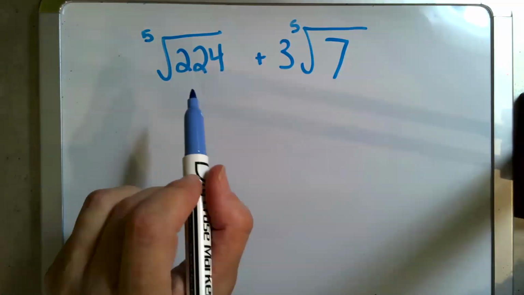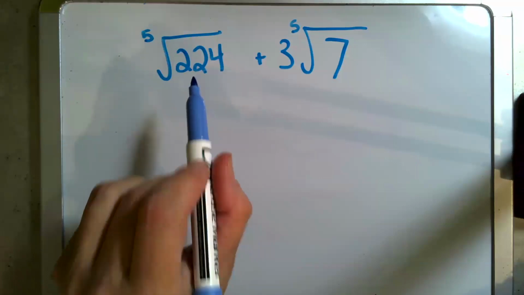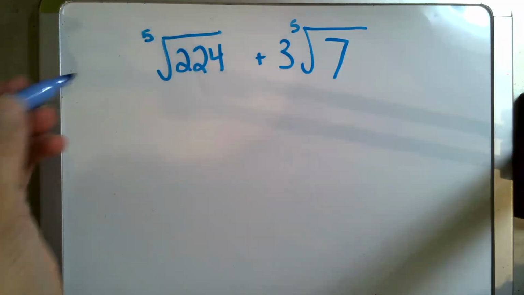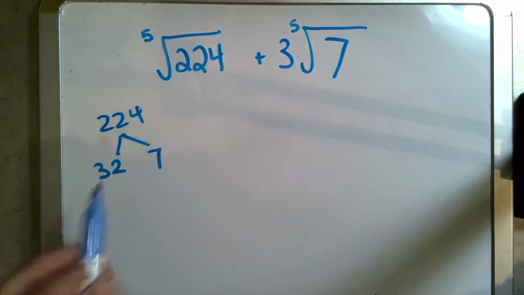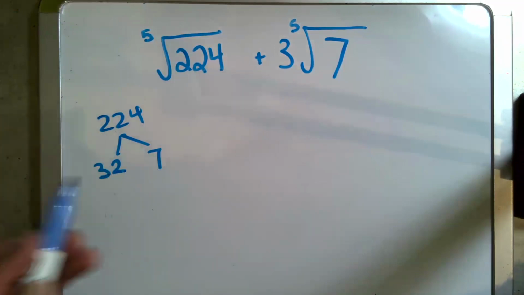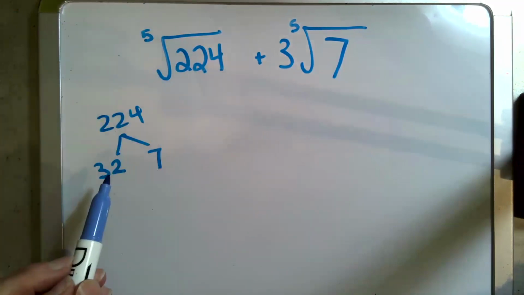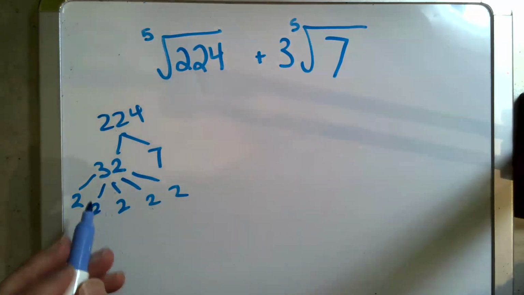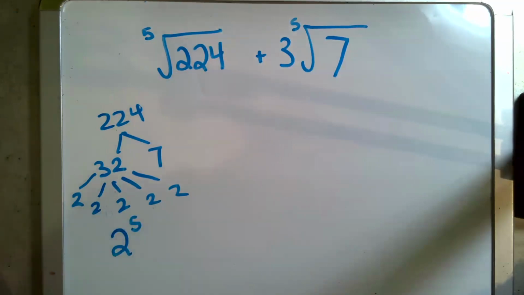So I'm going to take a big old guess and say that 7 is a factor of 224. Well, let's check that out. 7 goes into 224 32 times. Now, this is a fifth root. 32 can be factored out into 2 times 2 times 2 times 2 times 2. If you didn't know that, you'd do it more slowly and go 2 and 16, which is 2 and 8, dot, dot, dot. But so that rewrites as 2 to the fifth.